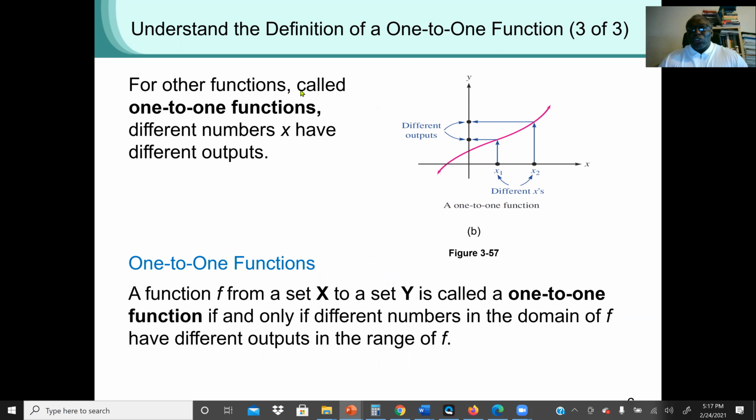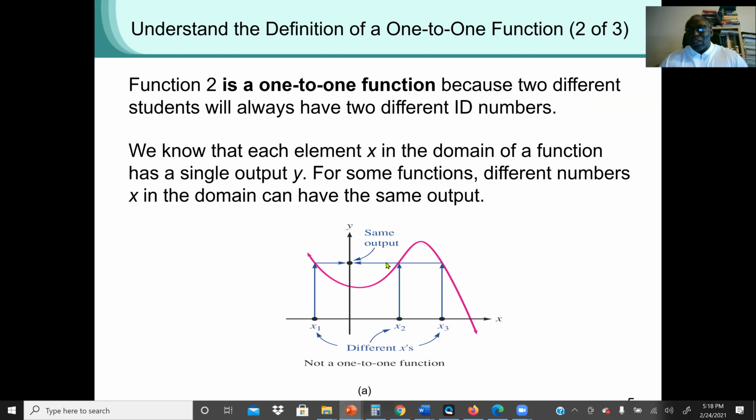So for other functions called one-to-one functions, different numbers X have different outputs. So this is a one-to-one function. We can see if I draw any horizontal line, it touches the graph only once. So different output for X1 and X2. But let's go to the previous one. When I draw a horizontal line, it touches 3 times. So this is not one-to-one because different inputs, X1, X2, X3, can generate the same output.